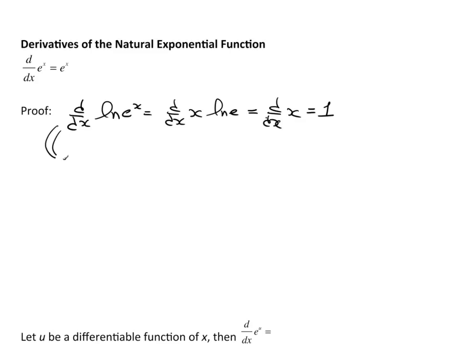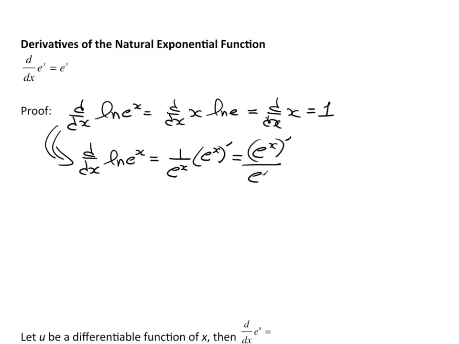Now, this also implies, based on the derivatives of logs, that d dx of ln of e to the x, forget about all this, I want to take the derivative of ln of e to the x like I would take the derivative of ln of g of x, because e to the x is g of x. That is equal to 1 over e to the x times e to the x prime, which is obviously just the derivative of e to the x over e to the x.